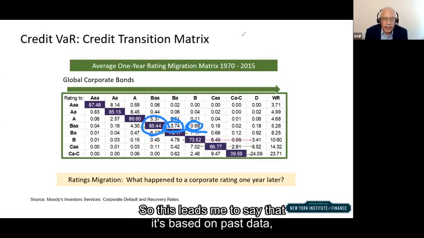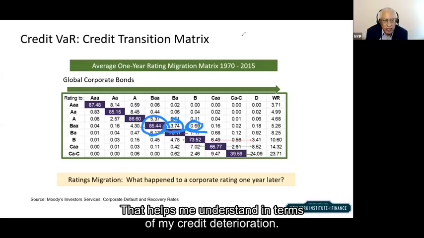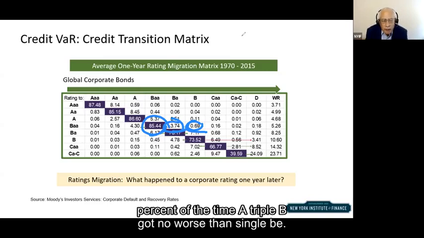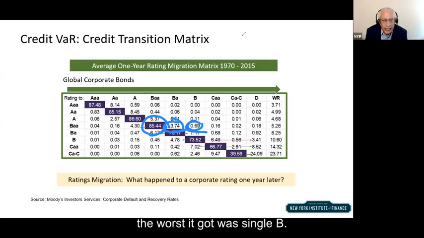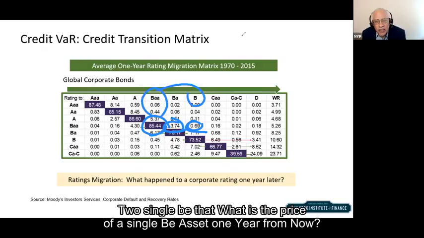So this leads me to say that based on past data, 90% of the time, the worst it got was a single B. That helps me understand my credit deterioration. So I could draw a conclusion based on the past. 90% of the time, a triple B got no worse than single B. If we say with 90% confidence, the worst it got was single B, well, the deterioration in the value of the asset from triple B to single B, then what is the price of a single B asset 1 year from now?